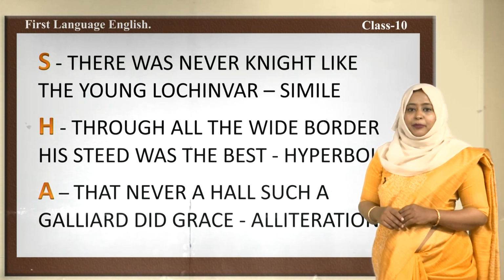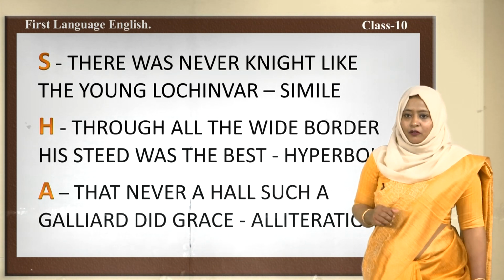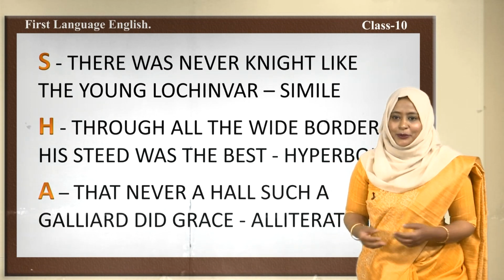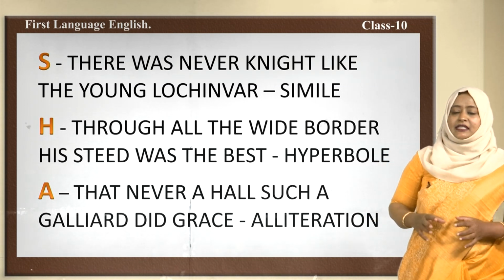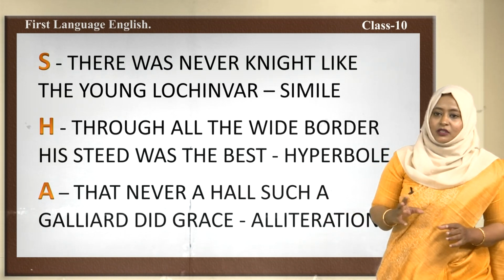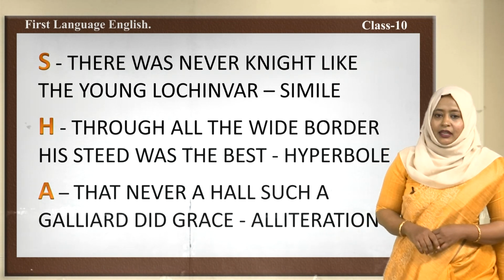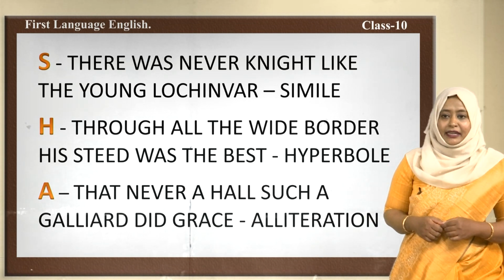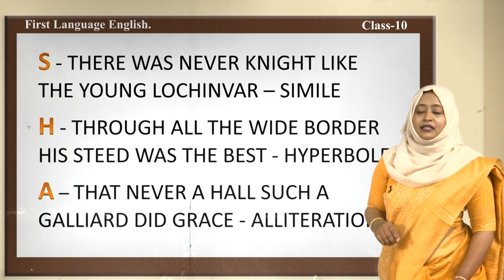The next one is hyperbole. Hyperbole here means using exaggeration. For example, I am so hungry that I can eat a whole horse. So that's an exaggeration, no one can eat a whole horse. So in the same way, in the poem this is mentioned, "Through all the wide border, his steed was the best." So compared to all the wide borders around Scotland, he was considered the best. So we don't know whether he was the best because there is no comparison mentioned. Then the next one is alliteration. Alliteration is the similar sounds that we use in a line, and the one we have taken from the poem is, "That never a hall such a galliard did grace."